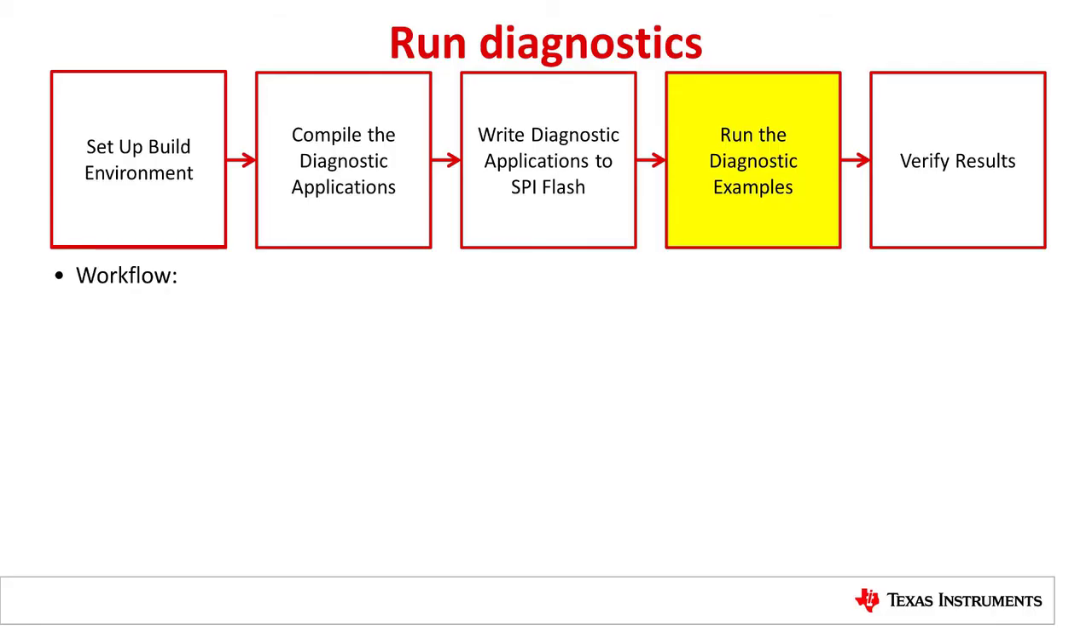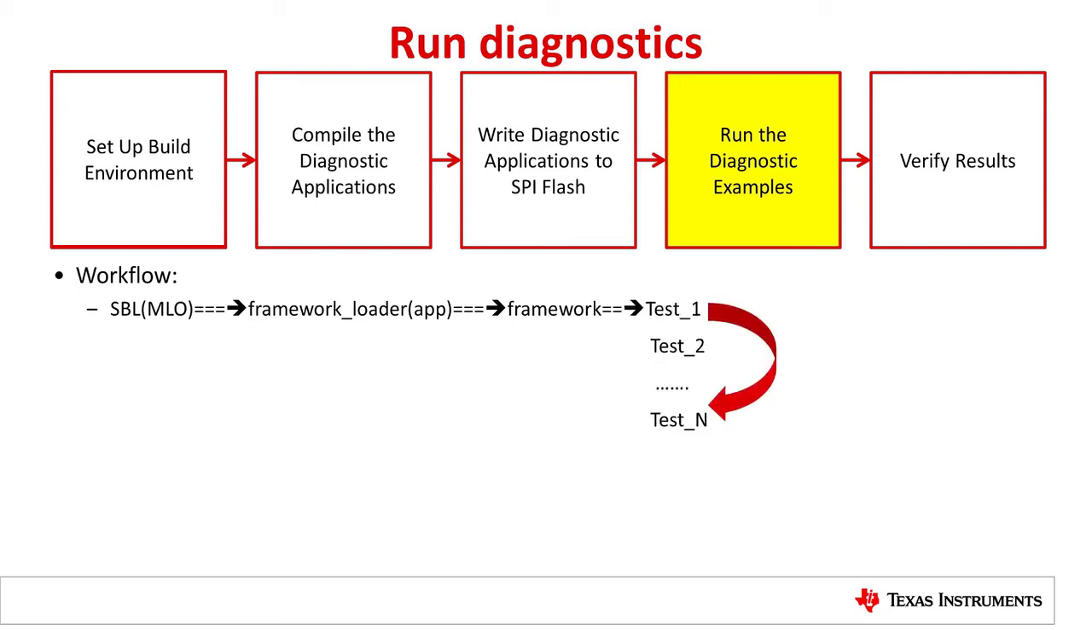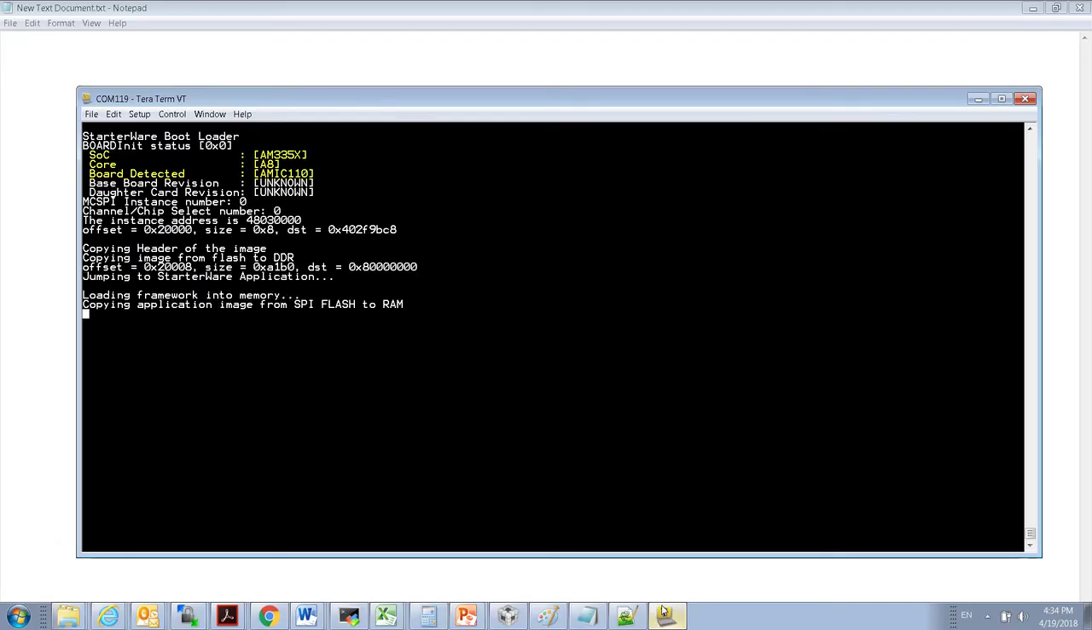Here is how the diagnostic works. The secondary bootloader loads the framework loader. Then the framework loader loads the framework. In the framework, you can select each test to run and see the result. Here is an example running board diagnostics on the AMIC 110 ICE board.